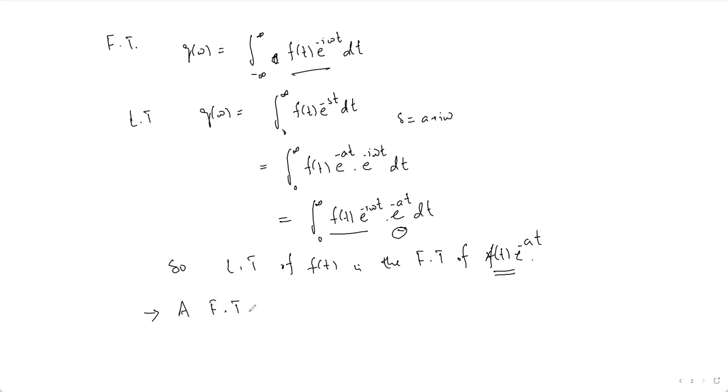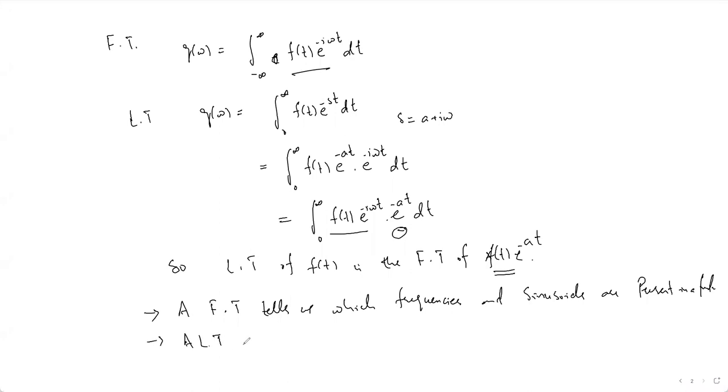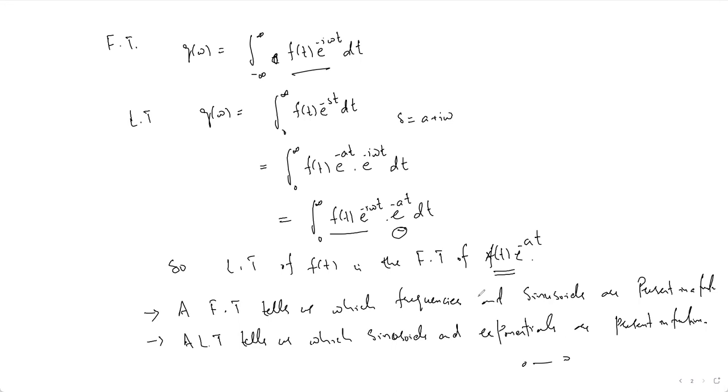A Fourier transform tells us which frequencies and sinusoids are present in a function, whereas a Laplace transform tells us which sinusoids and exponentials, because we have the exponential here, are present in a function. This is an important thing. Now what do I mean by these sinusoids and these exponentials? How can I take these things into consideration?